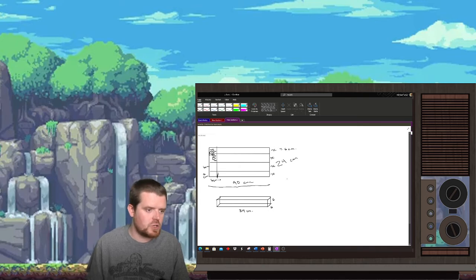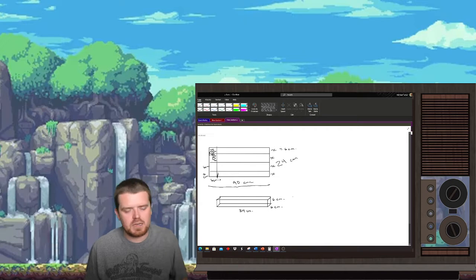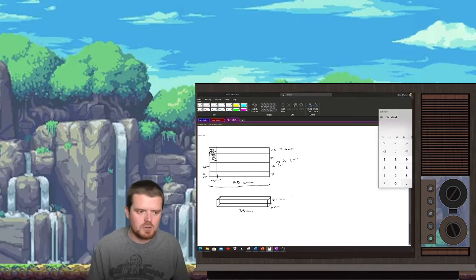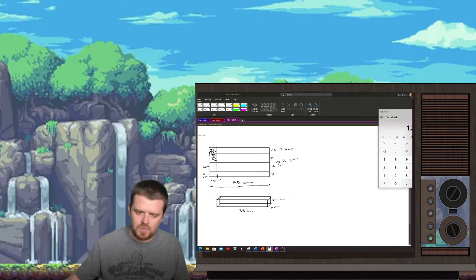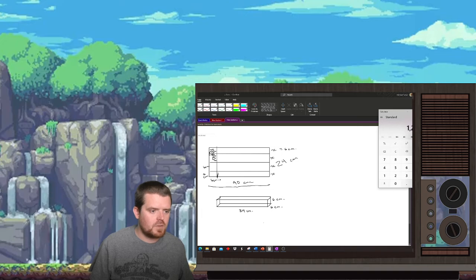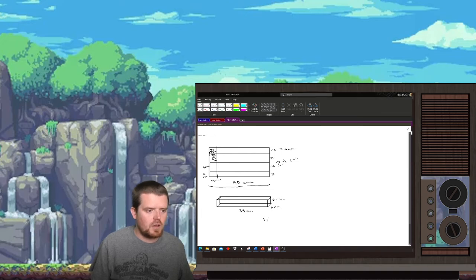Okay. Once you do that, you are looking for volume here. Volume of a rectangular prism is length times width times height. So either by hand or with a calculator, 34 times 6 times 6. That gives you 1,224, and we are talking about volume here. So remember, volume is always cubic units.